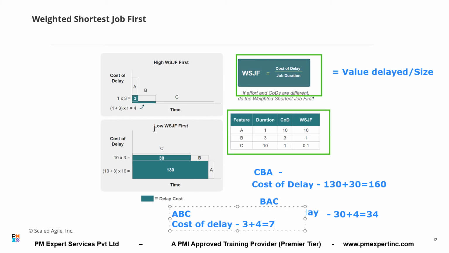Now tell me in which sequence the value delayed is minimum. ABC, right? ABC, the value delayed is minimum. So should we do it in this order? ABC is the order to be picked. Now, if you look at the cost of delay for incorrect sequences, CBA and BAC, do you think we have to pay the price of incorrect sequencing or wrong prioritization? If we don't focus on priorities, do we have to pay the price of it or not? Yes, we'll have to pay.